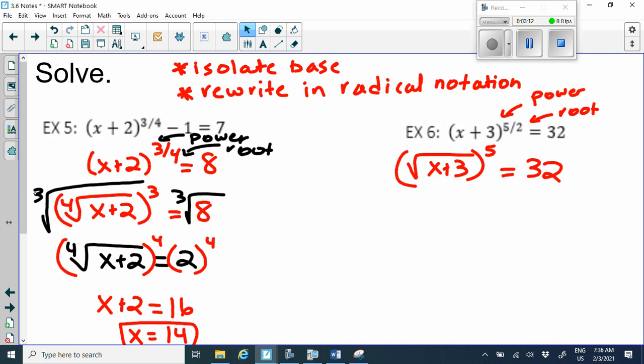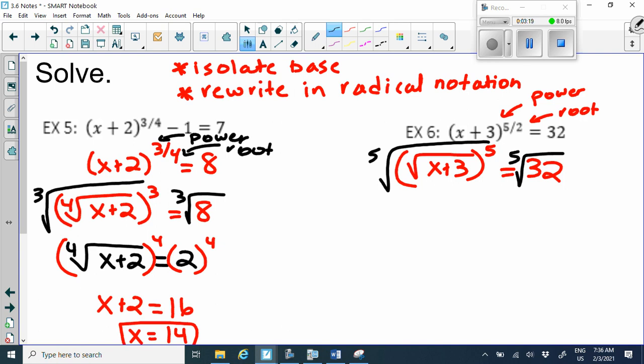So to undo the 5th power, we take the 5th root. So whatever power you see, the opposite is just going to be that number rooted. So square root squared, cube root cubed, 5th root to the 5th power. So kind of see that little pattern there. So that 5th root and 5th power cancel each other out. We still have the square root of x plus 3. 5th root of 32, you guys should know this by now, is 2. And remember, we're taking the odd root, so we only have one solution.